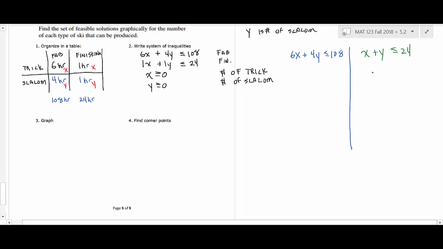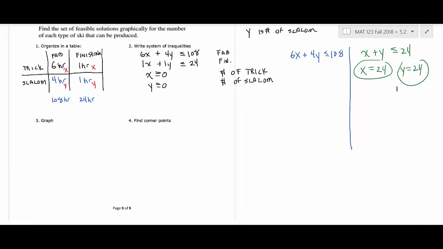What's the x-intercept on that? 24. What's the y-intercept on that? Y is 24. 24 and 24. So we got that. Okay? All right? So you're going to probably need to use your calculator on the other one. Okay? So we got that.